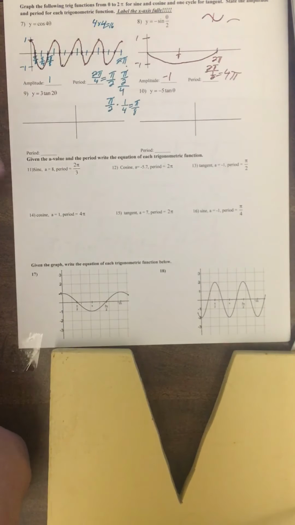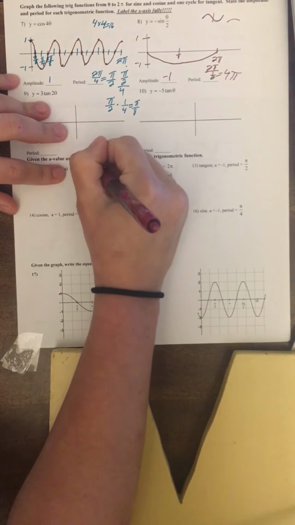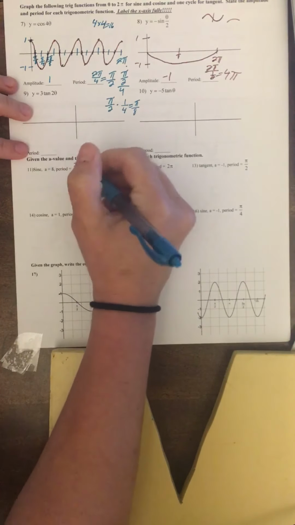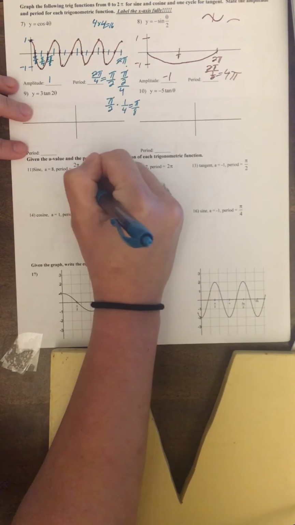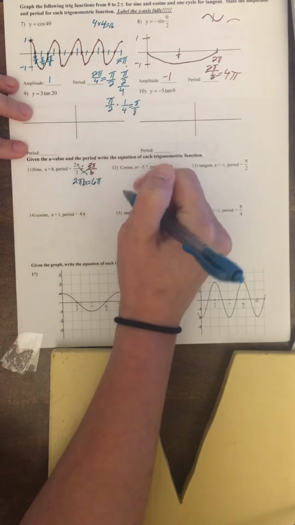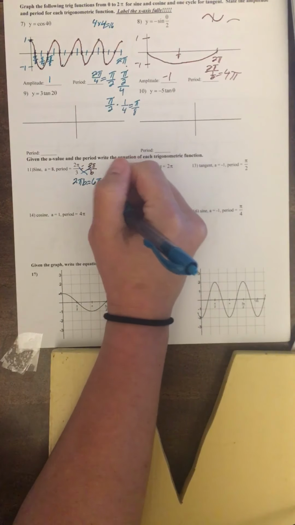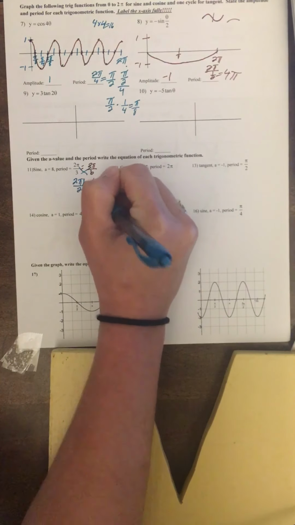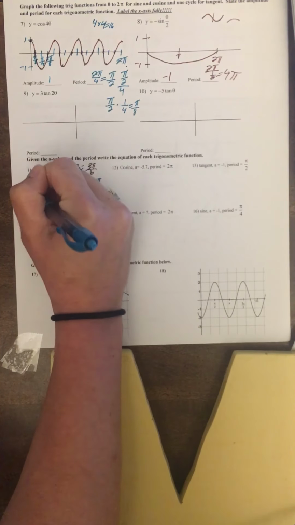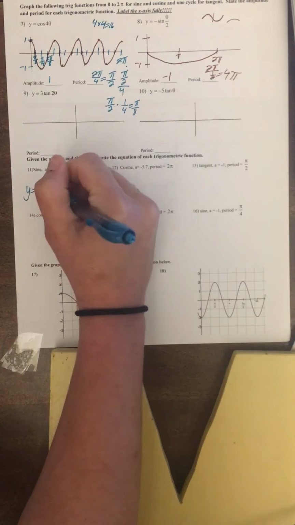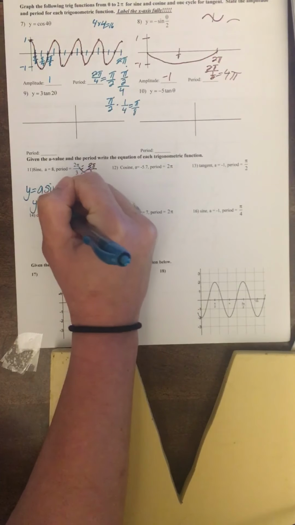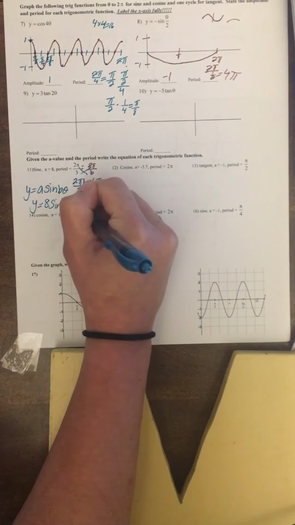Tangent, we did that earlier. Okay, so here we're writing the equation. Remember that the period is equal to 2 pi over b. So to find b, we can cross multiply here, and that gives us 2 pi b is equal to 6 pi. If we divide both sides by 2 pi, we will get b equals 3. So the equation here is y is equal to a times sine of b theta, and that would be y equals 8 times the sine of 3 theta.